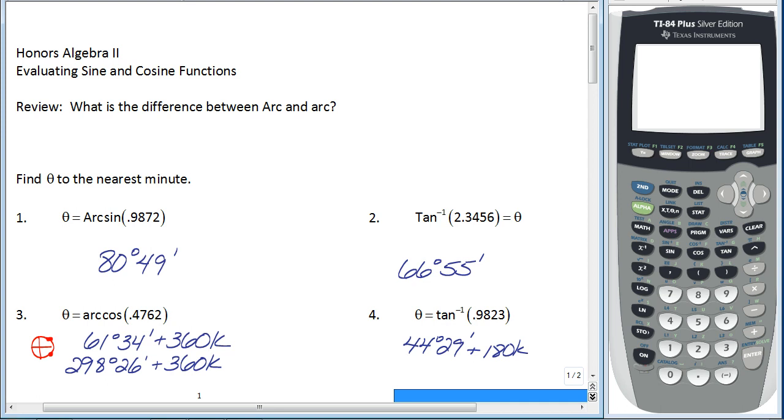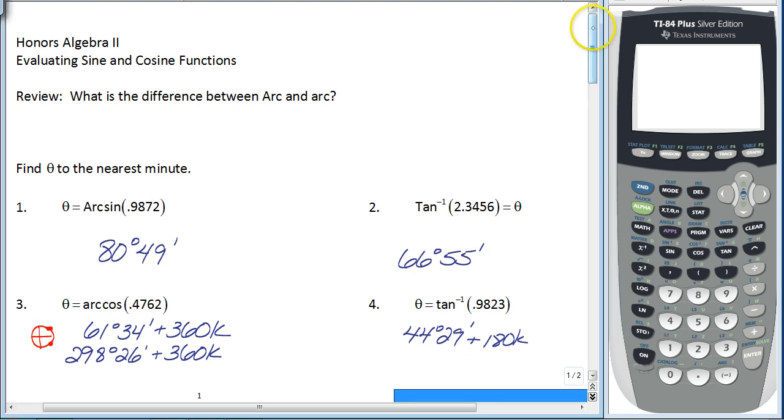Number three is the general value for cosine, or cosine of 0.4762, so that means cosine is positive in the two right quadrants, so you needed 61 degrees 34 minutes and 298 degrees 26 minutes plus 360k. And little tangent is 44 degrees 29 minutes plus 180k, because remember, tangent repeats itself every pi, not 2 pi, so you only need that one value plus 180k.